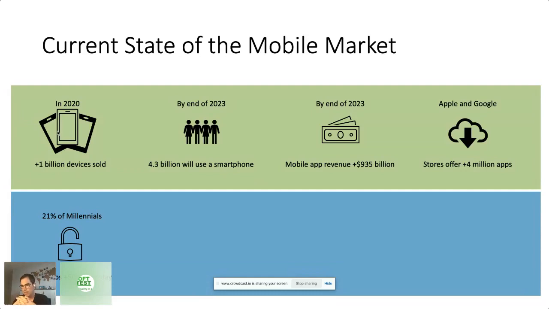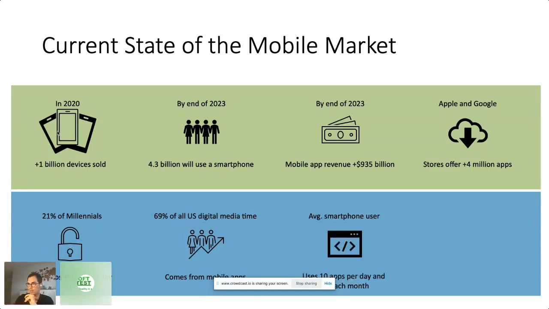Also quite interesting is the usage of millennials. 21% of millennial users open apps more than 50 times per day. It's quite an impressive number. Almost 70% of the overall US digital media time comes from mobile apps. I find it really impressive that so many users in the US market just go through mobile apps and consume their digital media.